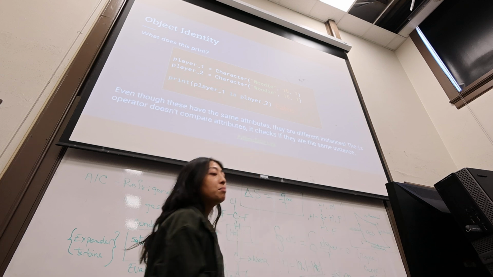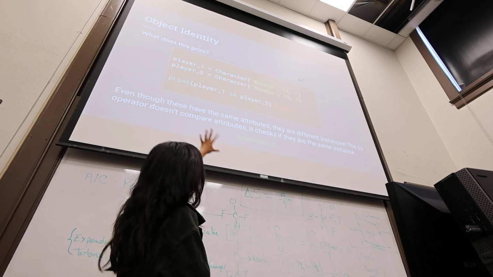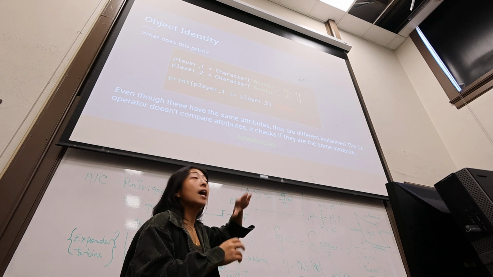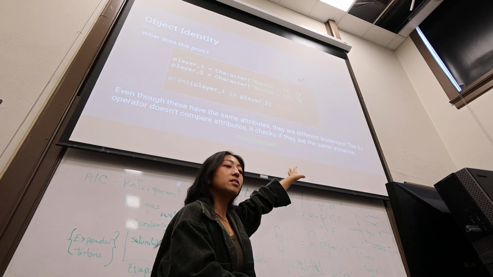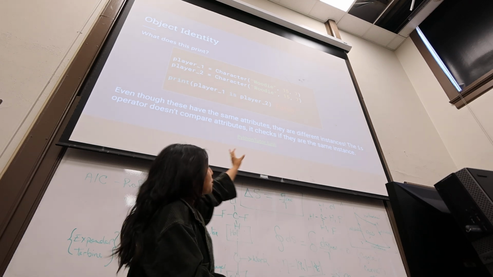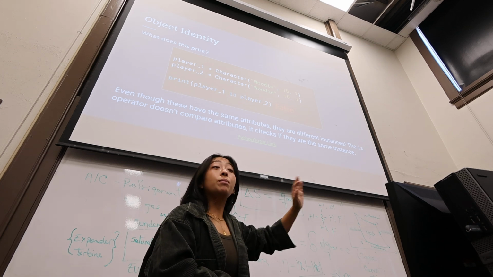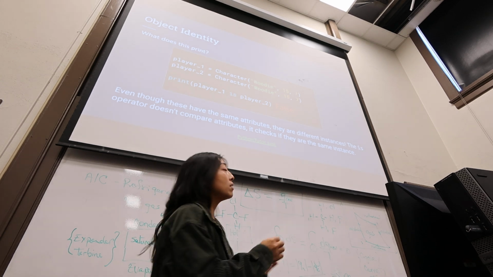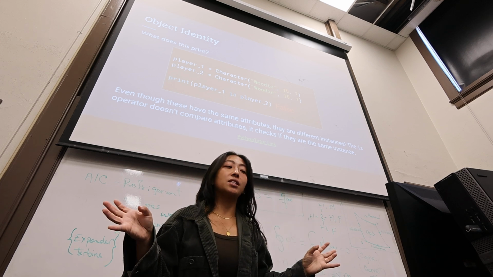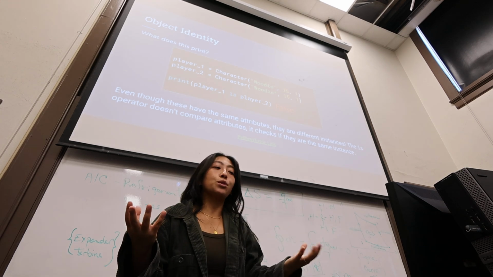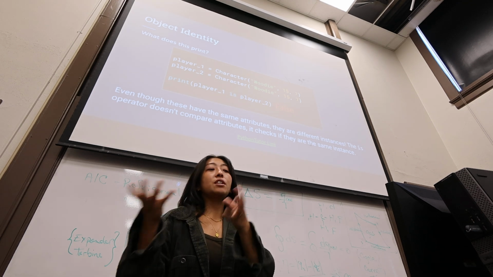Okay. But if we were to do this, where we have two different characters that have actually the same exact values, when I do player 1 is player 2, this is going to be false. So even though they have the same exact attributes, they're created in the same exact way, they're still technically different instances.